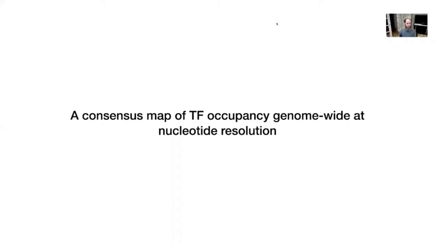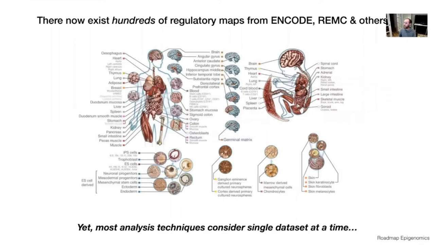Now this was great, but we wanted to see if we could do even better. Specifically, we want to leverage the fact that there now exist hundreds of regulatory DNA maps encompassing diverse human tissues and cell types. If we use all these cell types, comparative footprinting across them has the potential to really illuminate both the structure and function of regulatory DNA. However, a systematic approach for the joint analysis of these genomic footprinting data has been lacking.